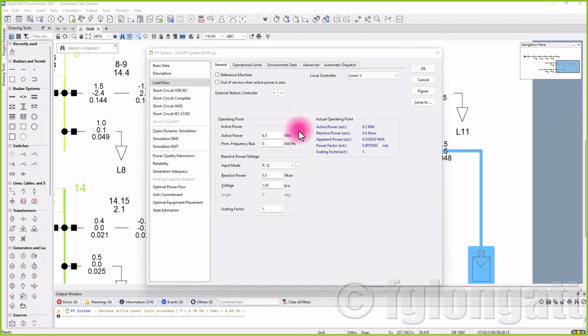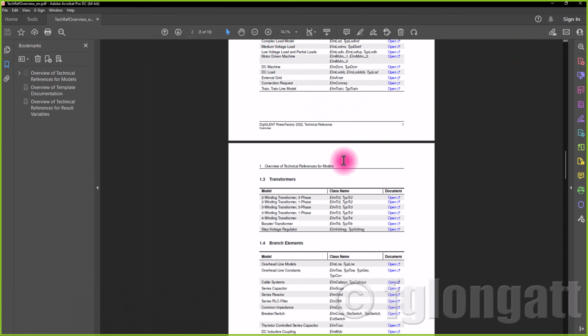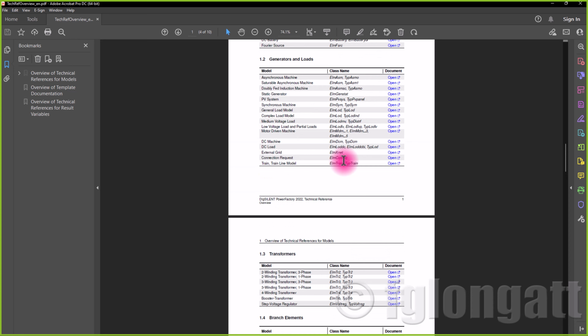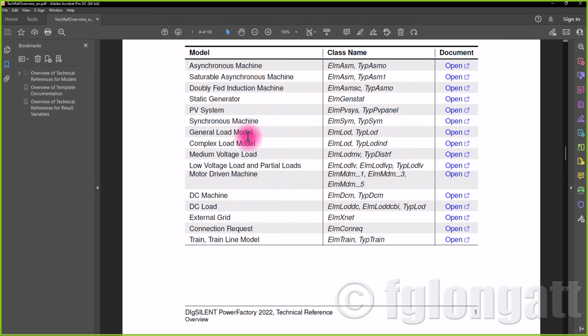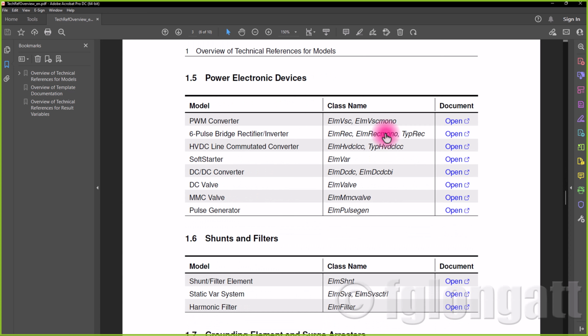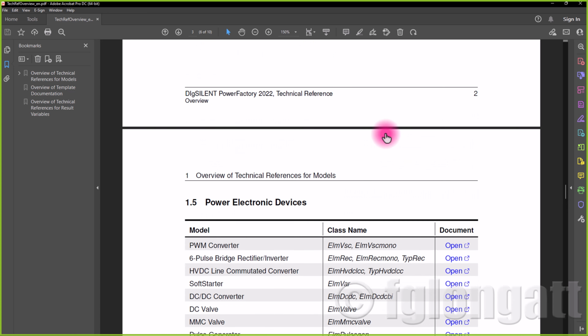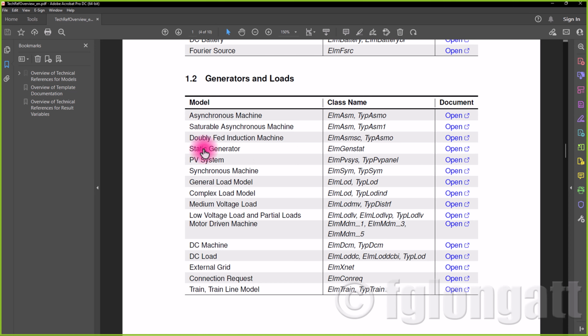Let me press F1. Come on, open the help. Yeah. And show me here the technical reference. And I need that you look for the... where is it? Because this is the PV system, but this is the solar photovoltaic. Where is the... it's not here. No, where is the synchronous, saturable, double, here. The one that we need to open is this one.